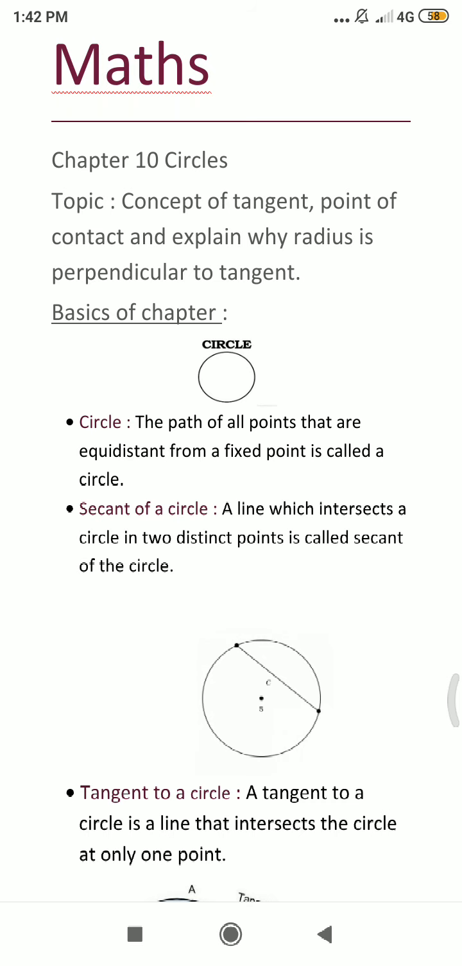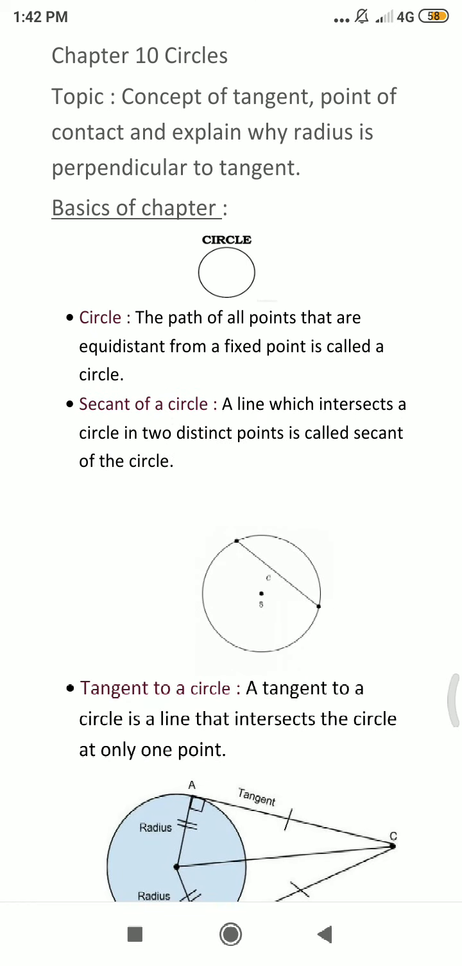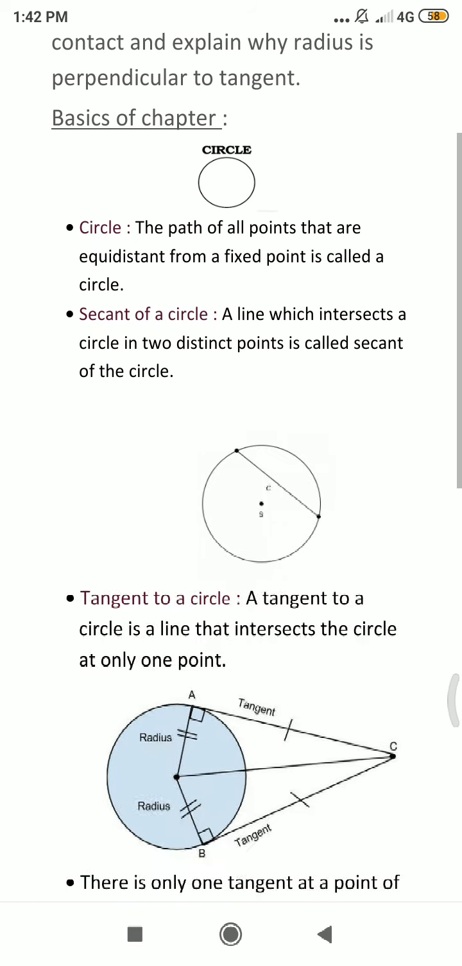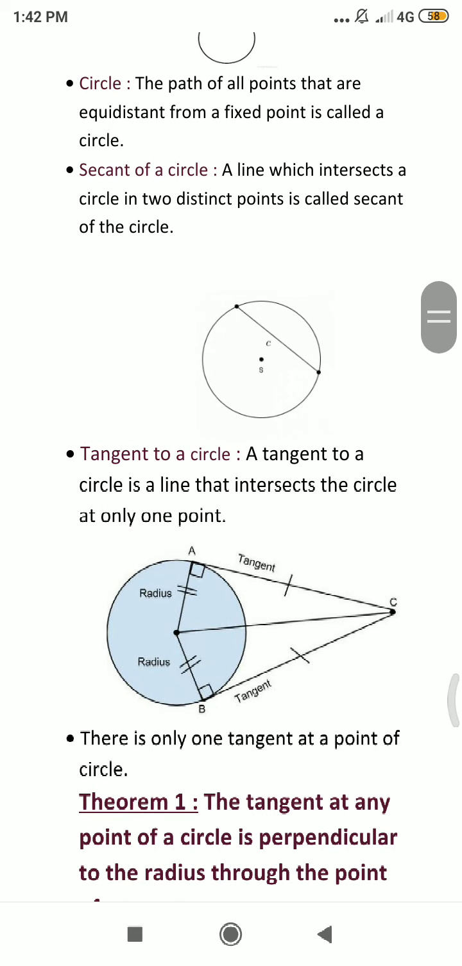Second point is secant of a circle. A line which intersects a circle at two distinct points is called a secant of a circle. We can see in the figure that there's a line named C which is intersecting the circle into two parts. We need to remember that a secant does not divide the circle into two equal parts but into two different proportions. So I think it's clear to you. Let's move to the next point.